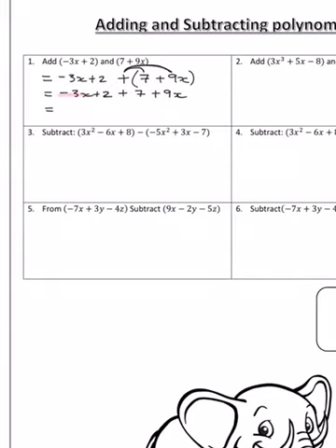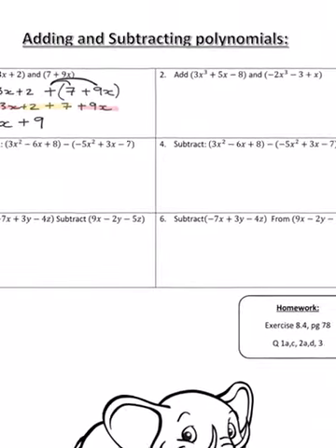So I have a negative 3x and a 9x, and then I have a 2 and a 7. So we have negative 3 plus 9 is positive 6. Positive 6x. And 2 plus 7 is 9.